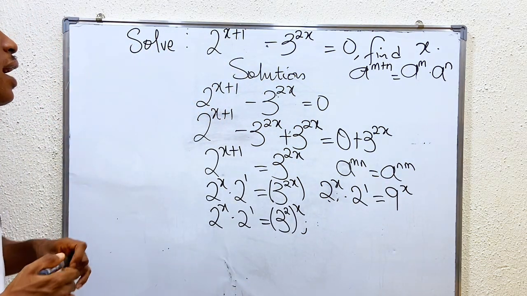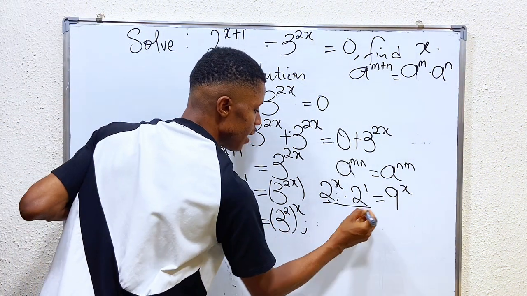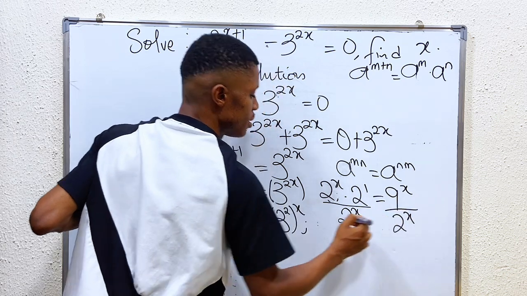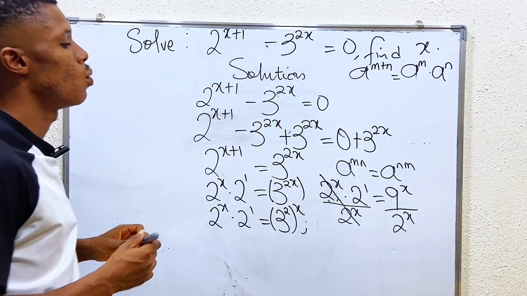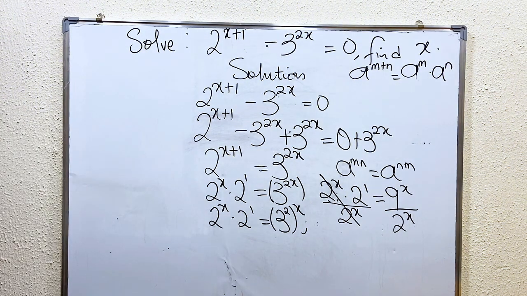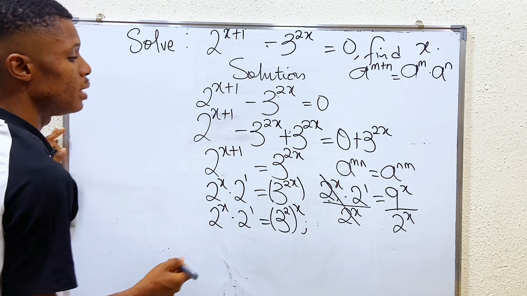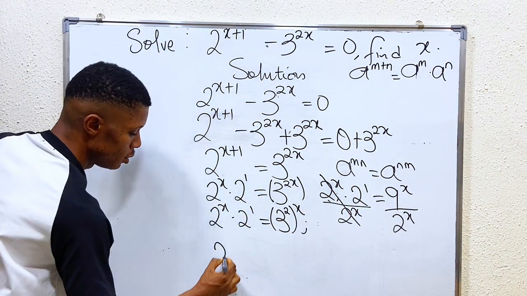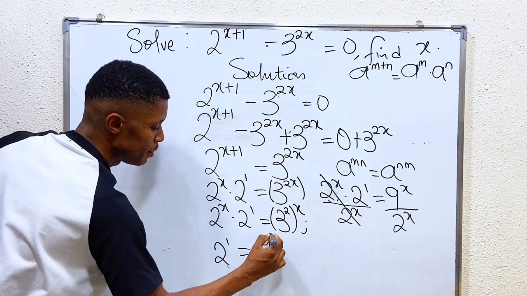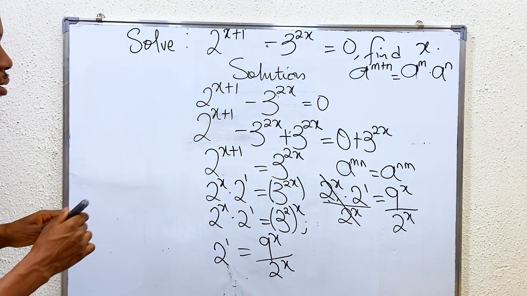So we have to divide through by what? 2 to the power of x. If I divide through by 2 to the power of x, the 2 to the power of x will be out. I'll be left with 2 power 1, and that's equal to 9 power x over 2 power x.